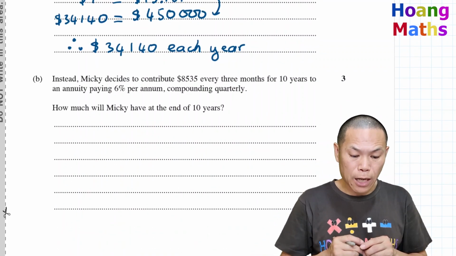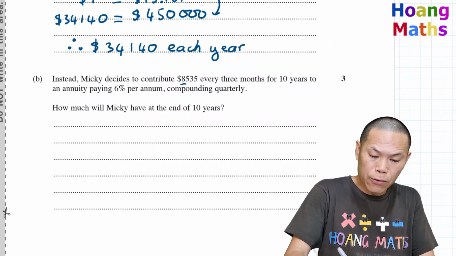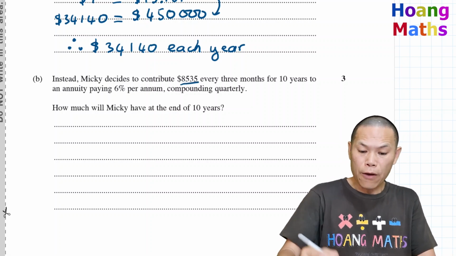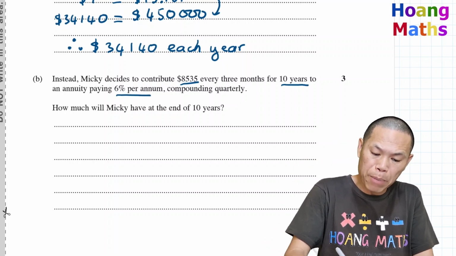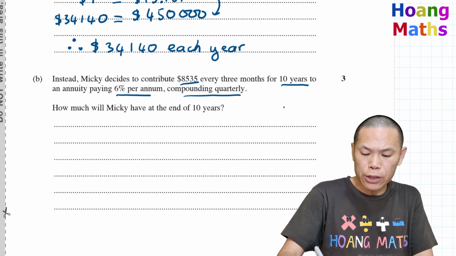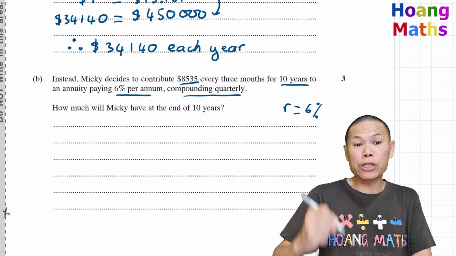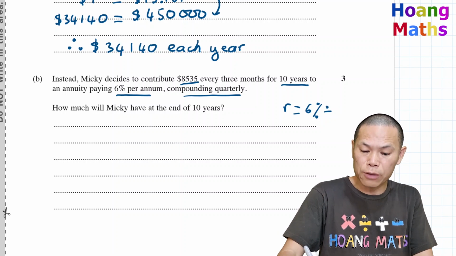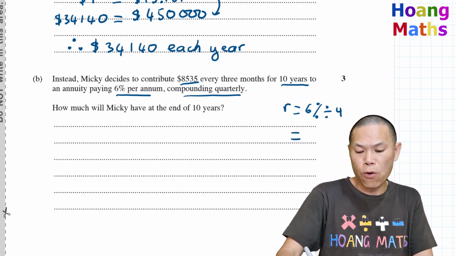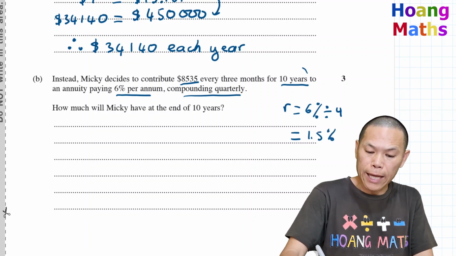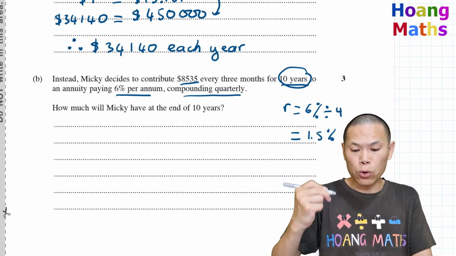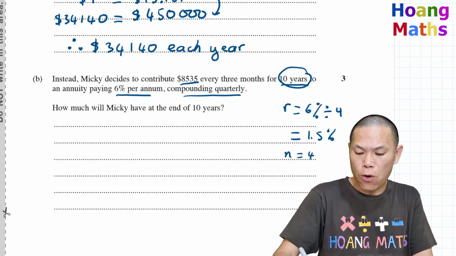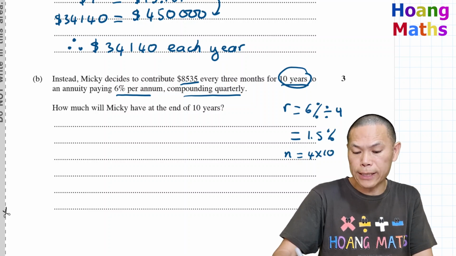Part B. Instead, Mickey decides to contribute $8,535 every 3 months for 10 years to an annuity paying 6% per annum compounded quarterly. So therefore, the interest rate is 6%, and because it is compounded quarterly, we just need to divide this by 4. So 6 divided by 4 is 1.5%. Of course, in 1 year he deposits 4 times, so N is 4 for 1 year, and for 10 years you times by 10. So that means N is 40.